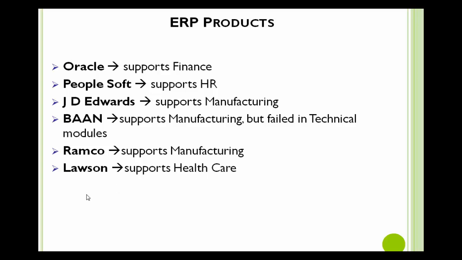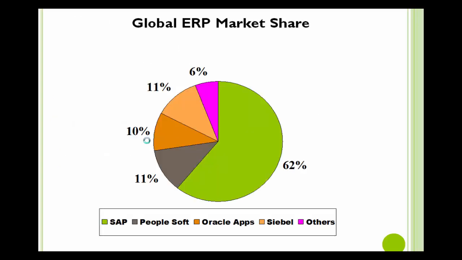Ramco and Lawson are old ERP products. They support manufacturing and healthcare processes. There are plenty of ERPs, like local ERPs, Wings and Tally. When you talk about Middle East or Asia specific, they have small vendors who cannot offer crores of rupees to buy ERP products. Every ERP will have a specialization. Based on what exactly your business is, you can choose your product.